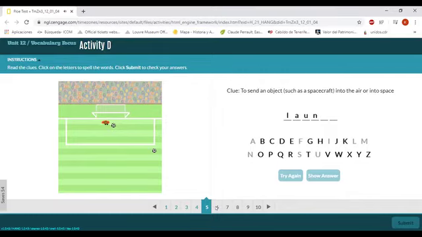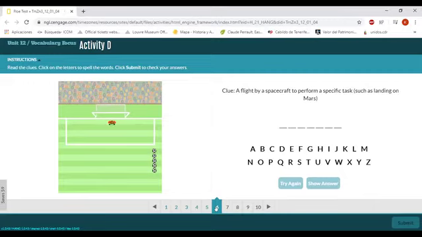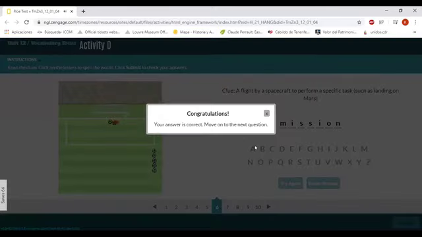Now number 6. It's a flight by a spacecraft to perform a specific task, such as landing on Mars. So in this one, what do you think is the answer? Probably this one is mission. Yes, in this case, the correct answer is mission. Don't forget that the word mission is spelled with a double S, not just one S.